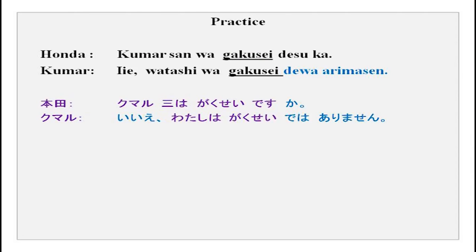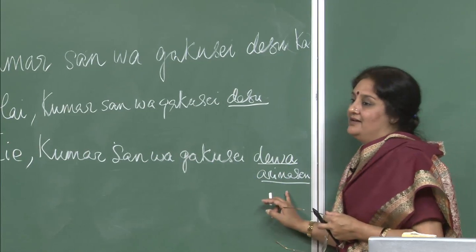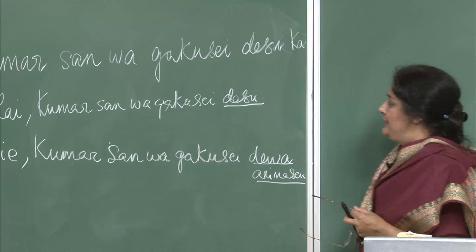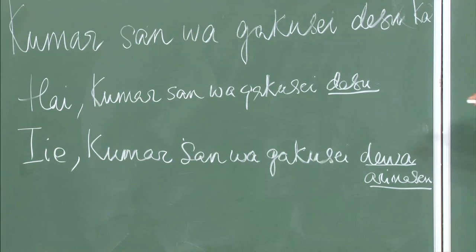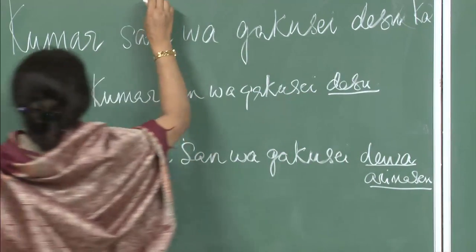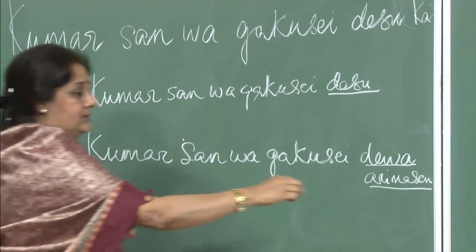Conversation between two over here, Honda-san and Kumar-san. Kumar-san wa gakusei desu ka? Iie, watashi wa gakusei dewa arimasen. Or, iie, Kumar-san wa gakusei dewa arimasen. Now, you can replace Kumar-san for anything, for another noun over here.